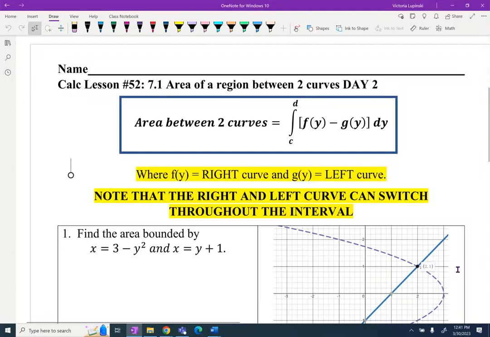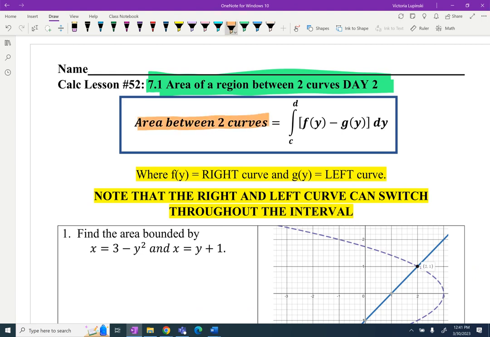All right, so here for Calc lesson 52, this is still the area between two curves, but now this is day 2. Most of it is similar with one small but very, very important difference. So you'll notice here I have for you another equation, area between two curves, but notice instead of x's, you're now doing it in terms of y's. So doing it in terms of y's means you have a dy instead of a dx.